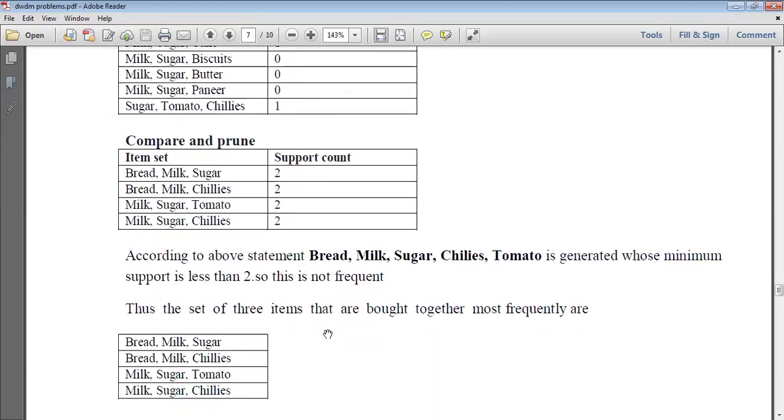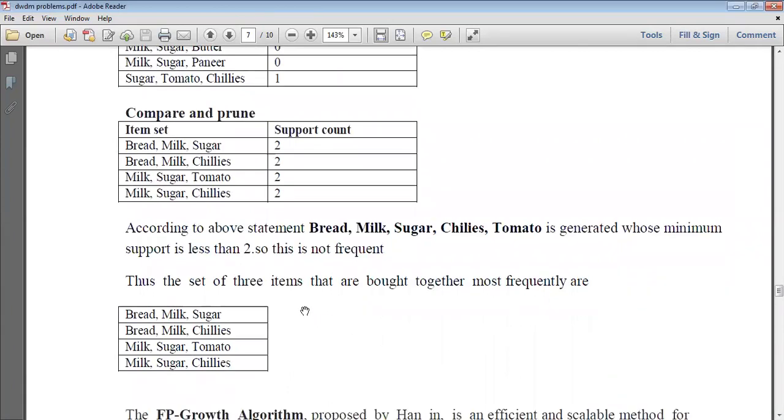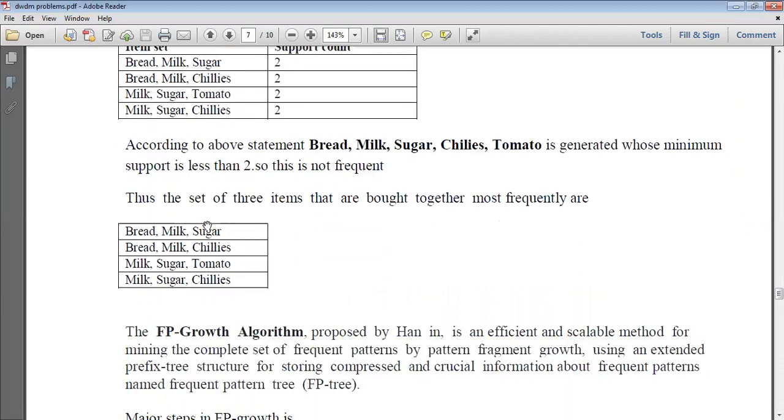After removing, here, where the support count is 2. So after candidate generation 3, whenever the generated set's minimum support is less than 2, it is not frequent. That's the reason you have to consider the items brought together more frequently. These items only are purchased frequently.